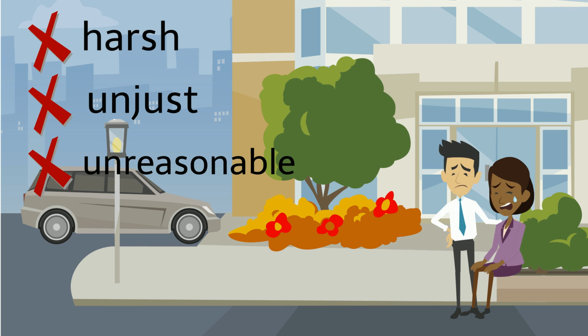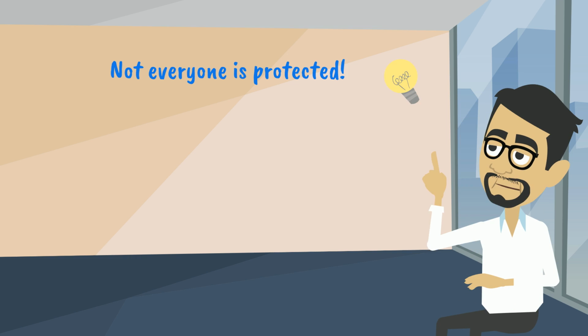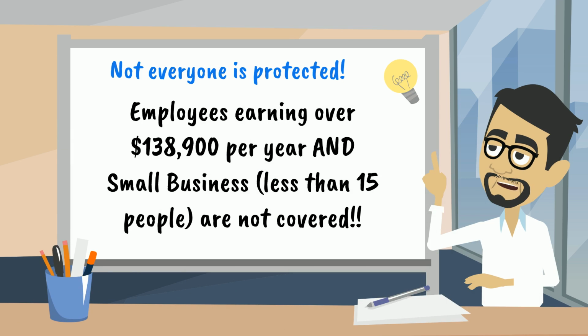Unfair dismissal under the Fair Work Act is described as dismissal that is harsh, unjust or unreasonable in the circumstances. A simplification of this principle would be to say that termination of an employee should only be used as a last resort. But not all employees are protected by unfair dismissal. Employees earning over $138,900 annually, or employees of small businesses, that is, employers with less than 15 employees, are exempt from the unfair dismissal provisions. Casual employees, however, are protected.